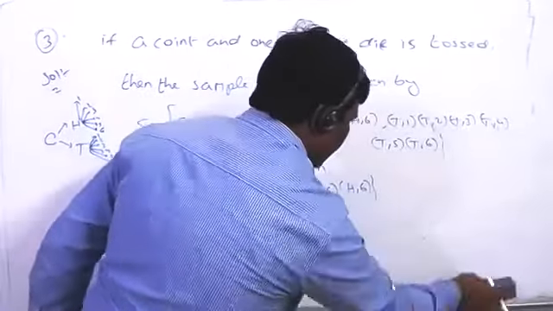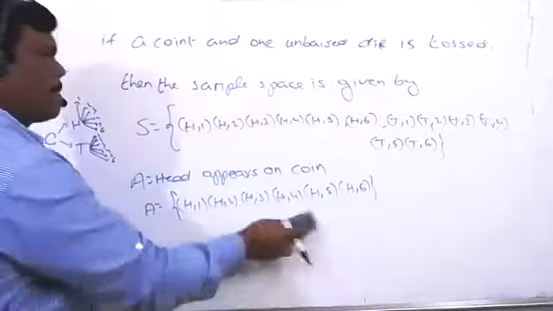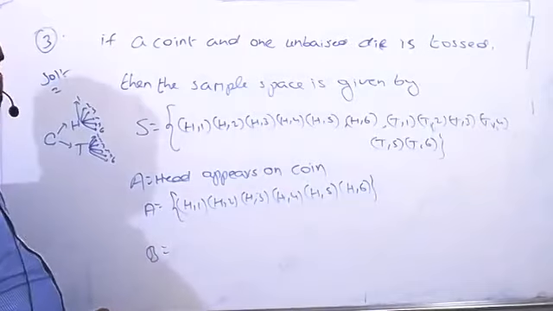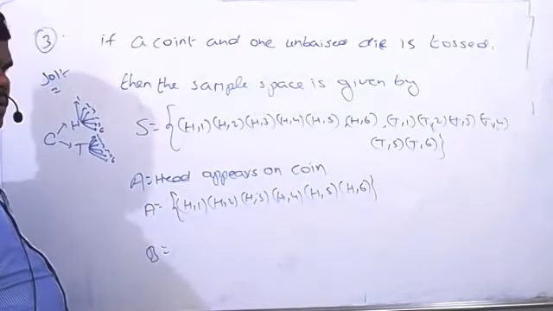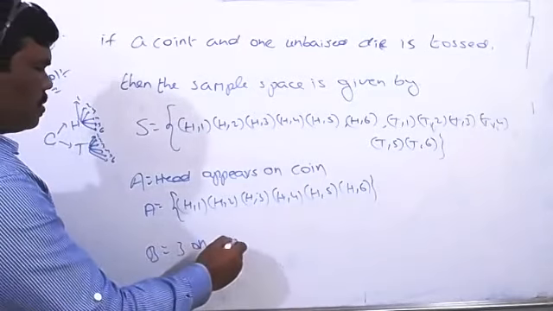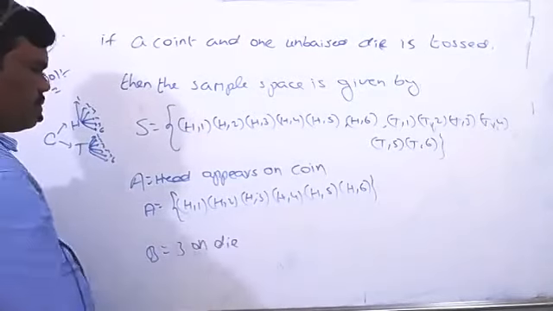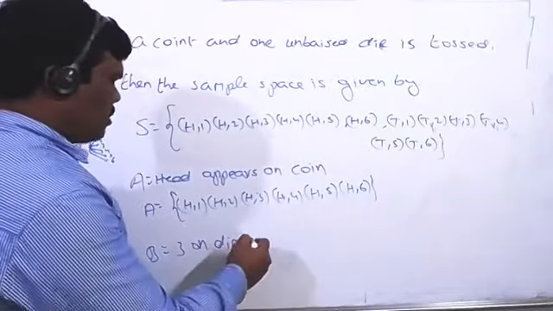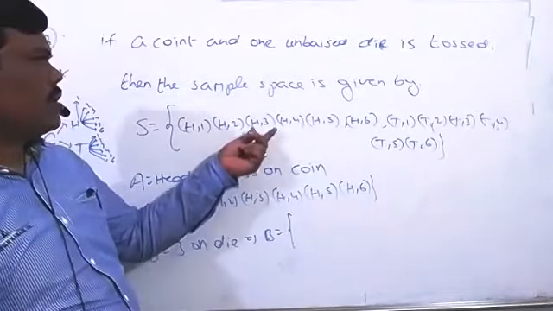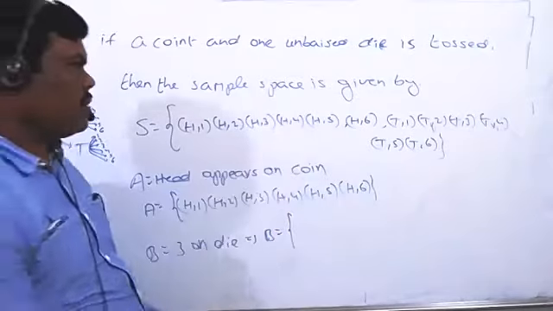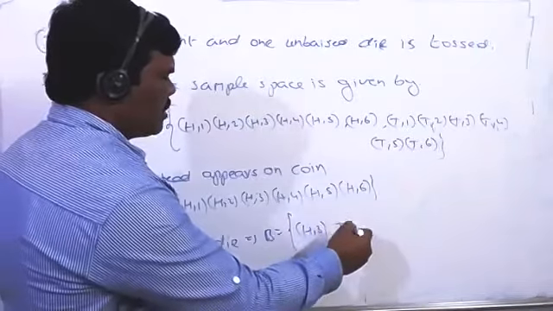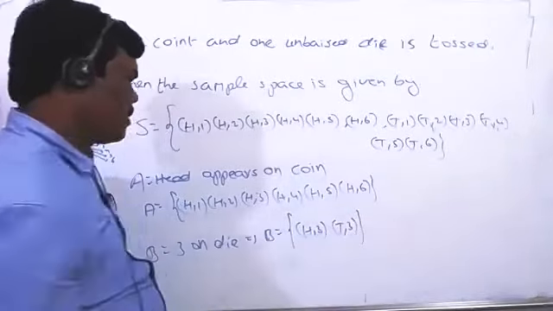What is event B? Event B equals 3 on the die. That implies B equals 3, and where does it occur? Here and there. That means clearly you can write now H comma 3 and T comma 3. These are the only two possibilities.